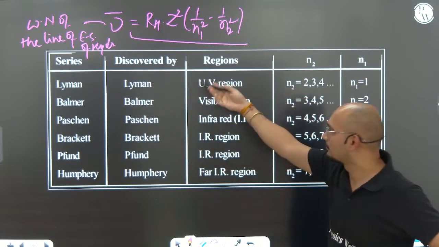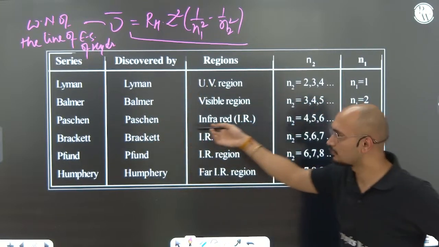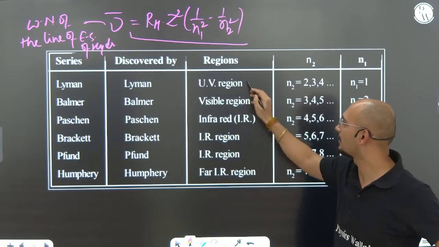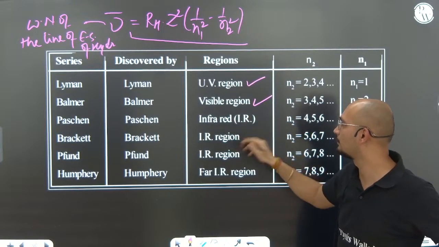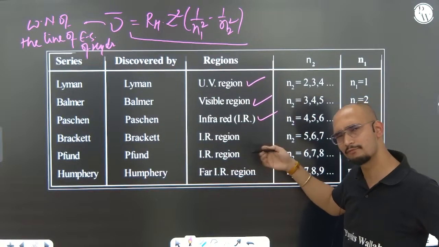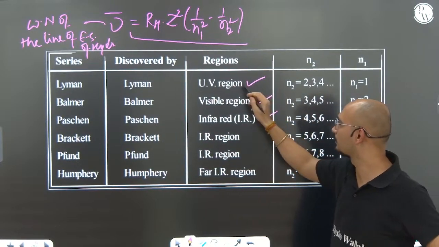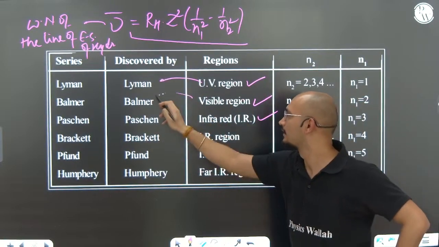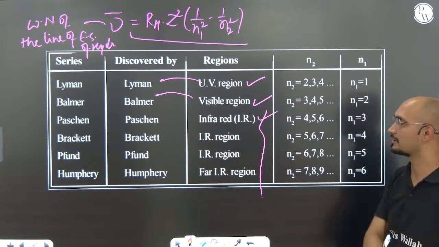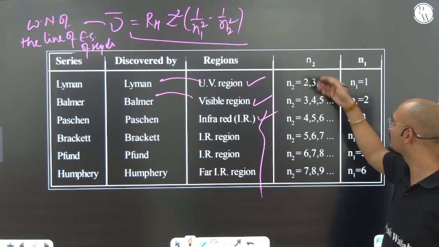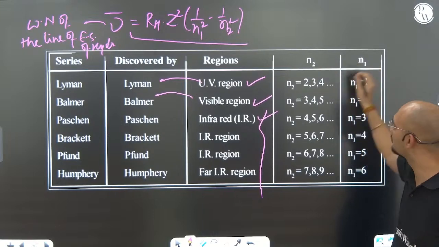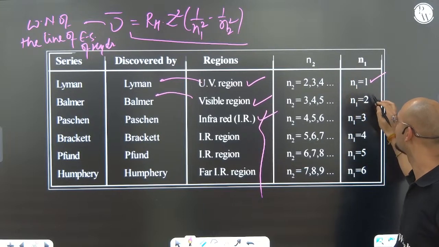Now, Lyman series was discovered by Lyman. All these names are given on the basis of scientists only. Regions are ultraviolet for Lyman, visible for Balmer, infrared for Paschen. All of them are for infrared only. So you only have to remember that ultraviolet is for Lyman and visible is for Balmer. All others, you can see that. What are these N2 values? N2 can be anything, but the N1 value is always fixed. That is 1, 2, 3, 4.